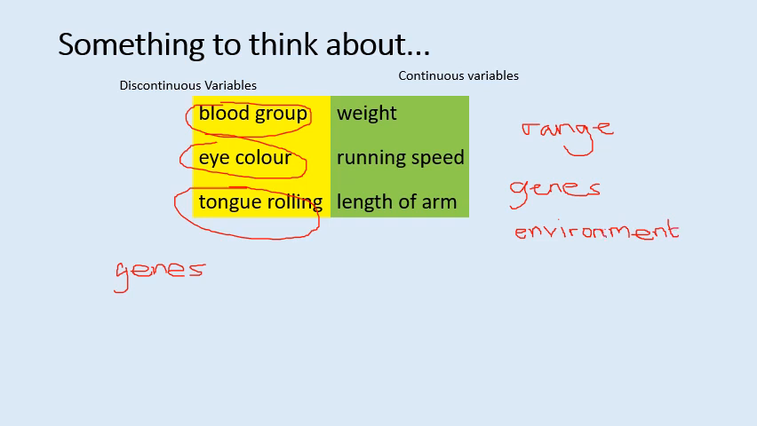So for example, if you want to develop lots of muscles for running, then you would eat a diet very high in protein. So the environment can also influence those characteristics. So it's important that genes and environment interact, if you like, to give you that variation. And that's shown by the variation occurring between a whole range of different values.